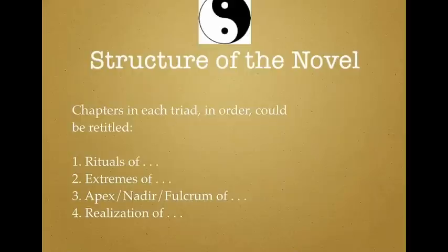Chapter 3 is a little bit different, though. The third chapters are a little bit different. Chapter 3, Chapter 7, and Chapter 11 are going to be labeled on the Spirit side Apex of Spirit. Apex means the highest point. On the flesh side, it's going to be Nadir of Flesh. Nadir is going to be the lowest point. And then we'll have fulcrum for chapter 11, the fulcrum of unity, or the fulcrum of balance, however you want to think about it.